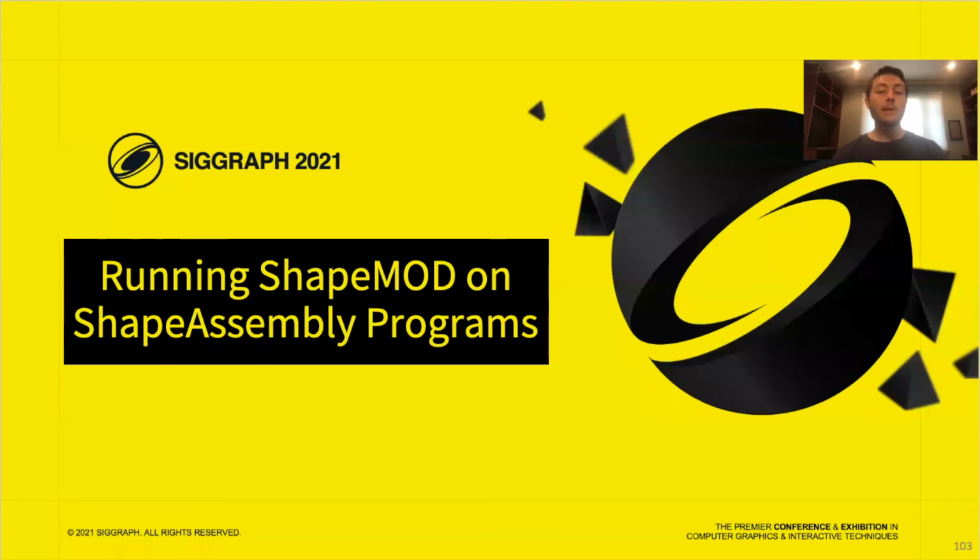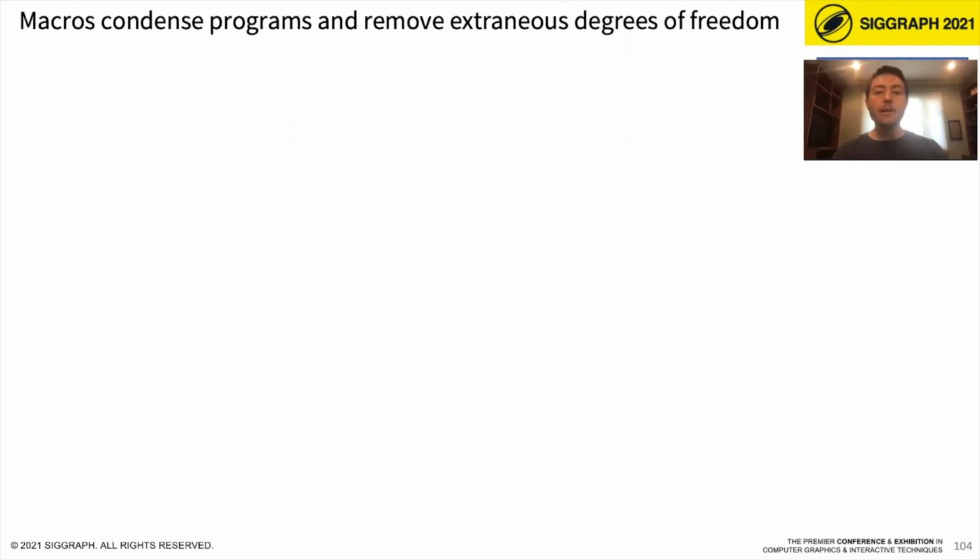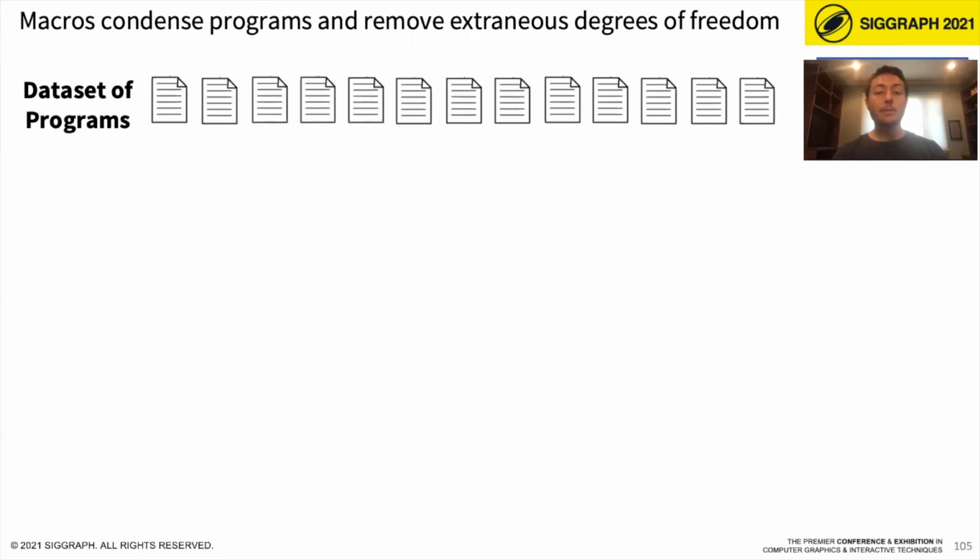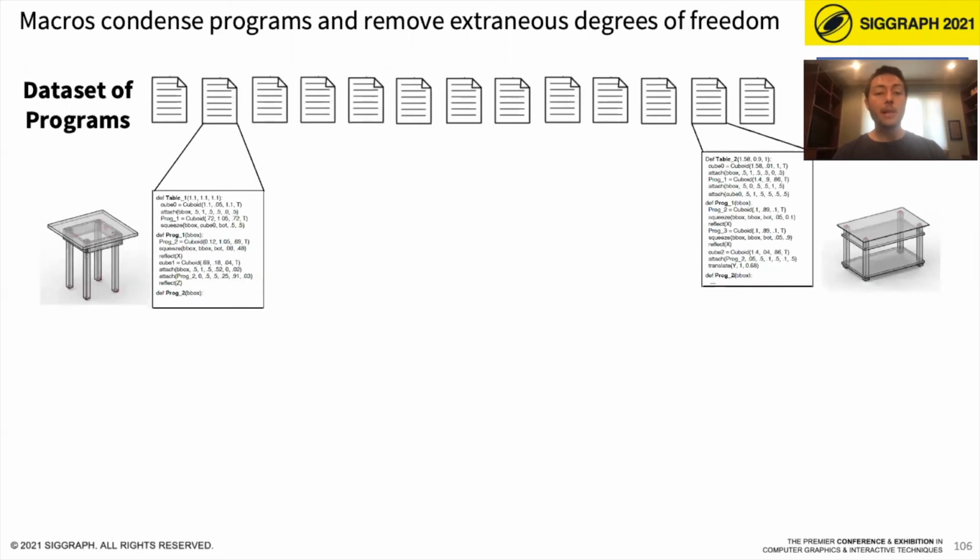We experimentally evaluate ShapeMOD's ability to discover useful macro operations by running it over collections of ShapeAssembly programs representing various categories of manufactured CAD shapes from the chair, table, and storage furniture categories of PartNet. ShapeMOD discovers macros that help condense programs and remove extraneous degrees of freedom. Here, we illustrate this process for some programs from the tables dataset.